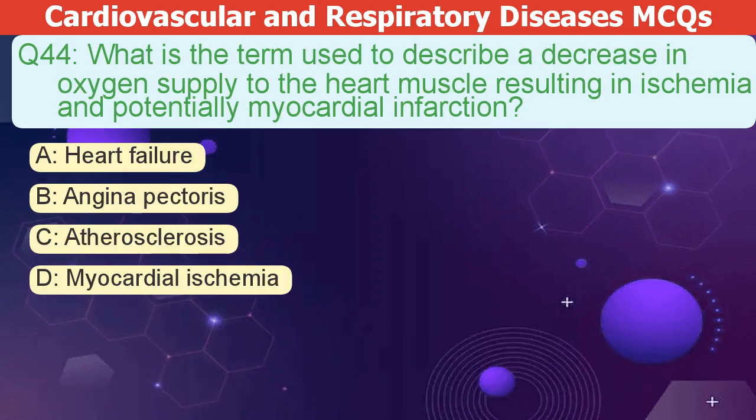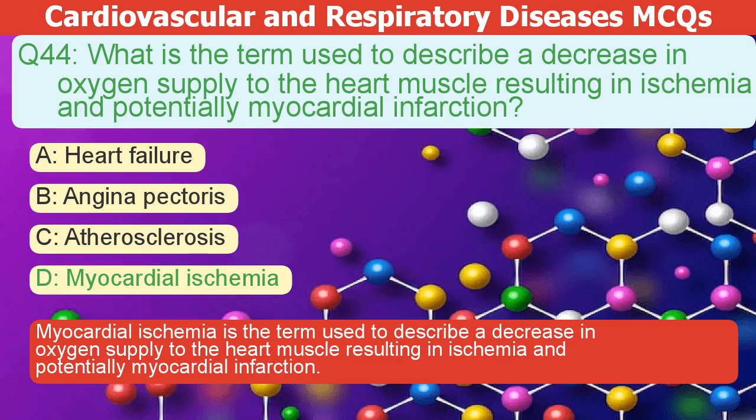What is the term for reduced oxygen to the heart muscle, causing ischemia and possibly a heart attack? A. Heart failure. B. Angina pectoris. C. Atherosclerosis. D. Myocardial ischemia. The correct answer is D. Myocardial ischemia is a decrease in oxygen supplied to the heart muscle, resulting in ischemia and potentially a myocardial infarction.